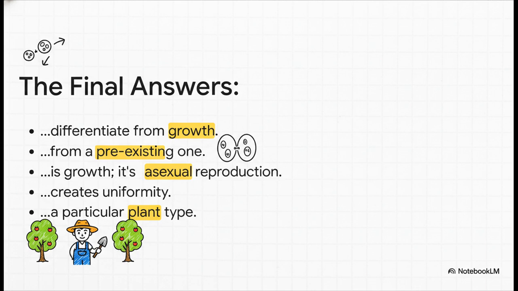Time's up. Let's see the final answers. They are growth from a pre-existing one. The first blank is growth, and the second is asexual reproduction. It creates uniformity, and it's to perpetuate a particular plant type. And that's the key, isn't it? That uniformity means you're basically making clones, which is exactly what you want if you have the world's best apple tree.